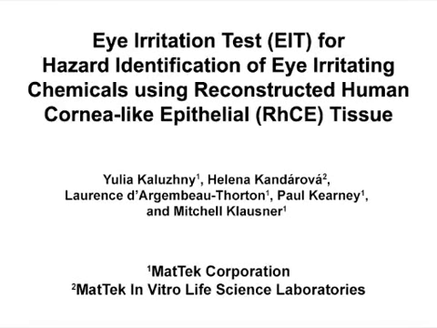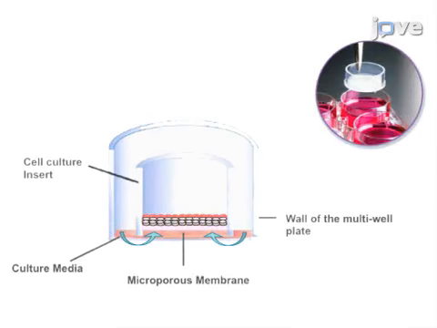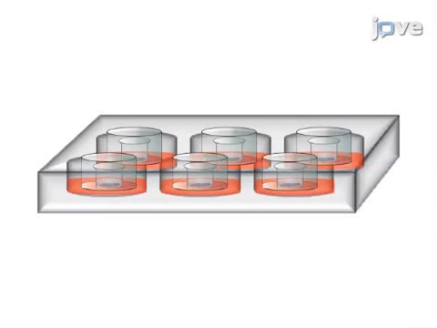The overall goal of the eye irritation test is to classify and label substances and mixtures according to their eye irritation potential. This procedure utilizes a three-dimensional reconstructed, cornea-like tissue model. Upon arrival, the test kit is pre-incubated overnight in the assay medium.